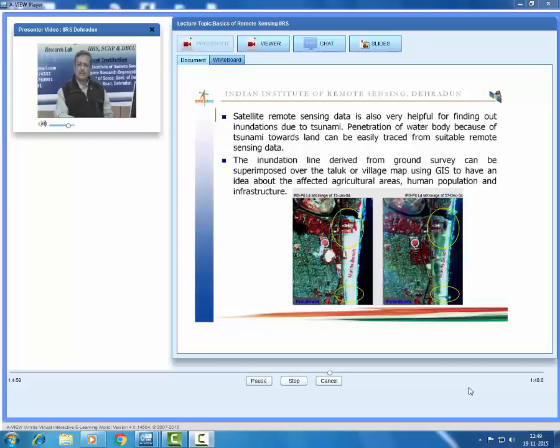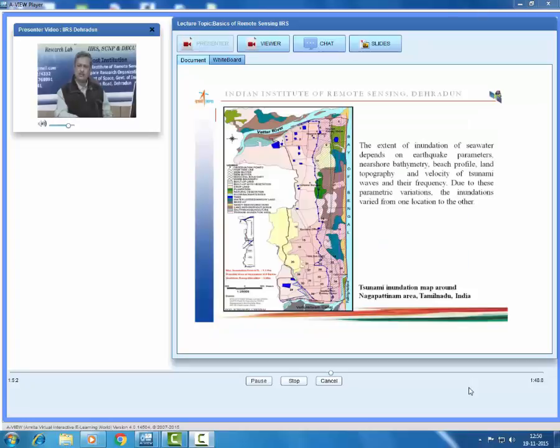See, this is the pre-tsunami Marina Beach image. This is the post-tsunami Marina Beach. You can see everything is under the water. New creeks have developed, so these circles. So satellite data can give you results like this. And this type of map we basically derive.